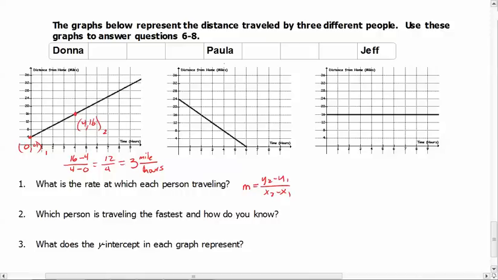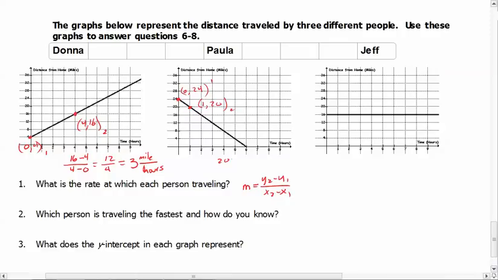All right, let's go ahead and look at Paula. Again, I'm going to try to choose a couple of points. So I've got this one, and it looks like it's going right through that point right there. It does look like they go through each of those. So we'll go ahead and use the easy ones. So we'll go 0, 24, and this one is 1, 20. All right, so we've got those 2 points. I'll use this as my second point, and this is my first one. So this is 2, this is 1.